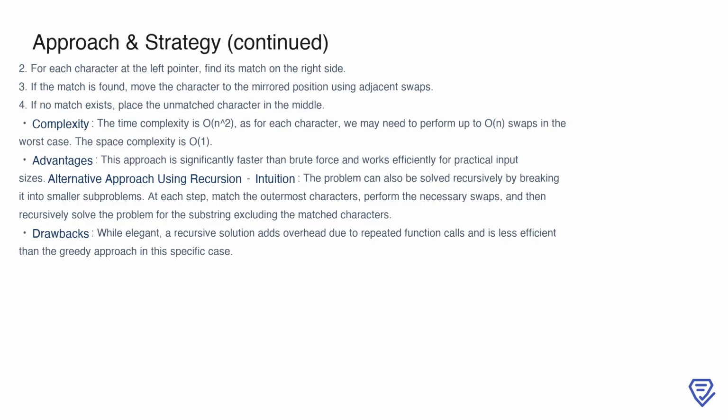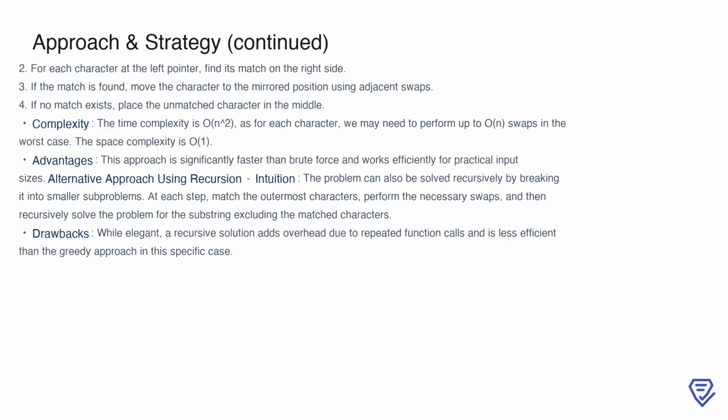The implementation of the optimized greedy approach involves a few steps. First, we use 2 pointers, one starting from the leftmost character and the other from the rightmost. For each character at the left pointer, we locate its matching character on the right side. If the match is already in the mirrored position, no action is required. Otherwise, we move the matching character to the correct position by performing adjacent swaps.